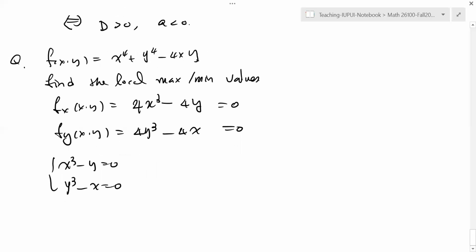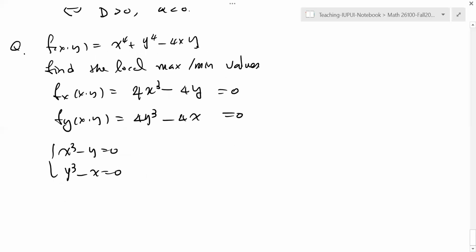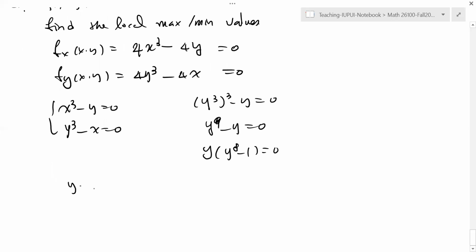I use a substitution. It's not a linear equation, right? Use a substitution. I get x equals y cubed. So y cubed cube minus y equals 0, right? Replace x by y cubed. So you get y to the ninth minus y equals 0. You have y to the eighth minus 1 equals 0, right? So what do you get? You get two solutions, y equals 0 or y equals plus minus 1.